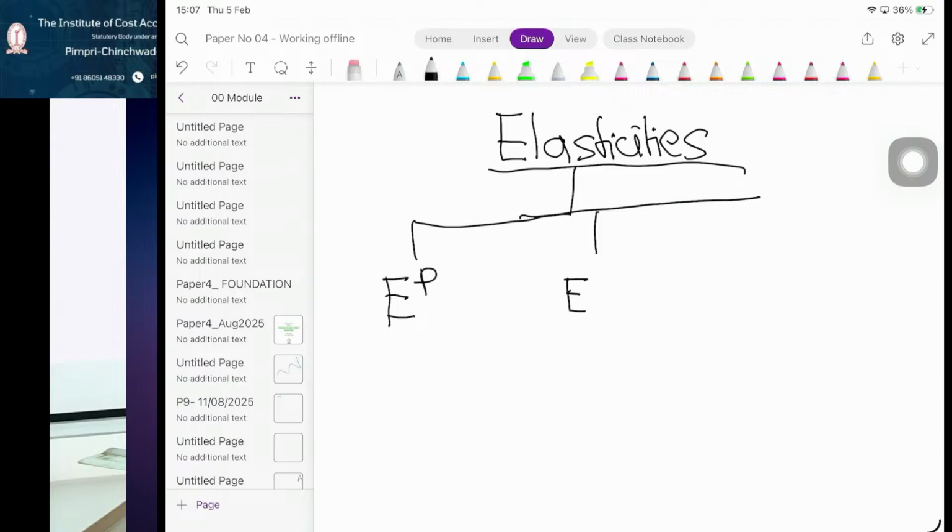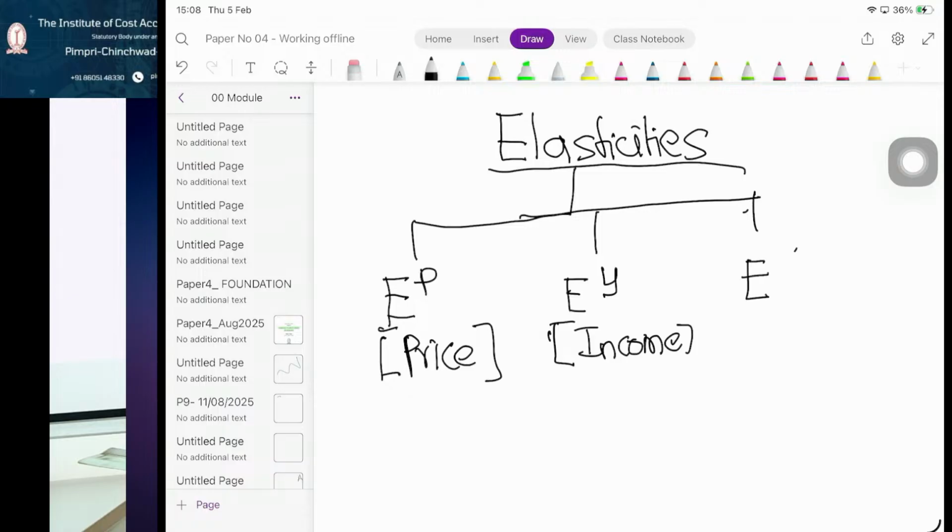Okay, let's continue with the lecture. We have seen in yesterday's lecture three types of elasticities. One is price elasticity, then we have seen income elasticity, and the last one we studied was cross price elasticity.